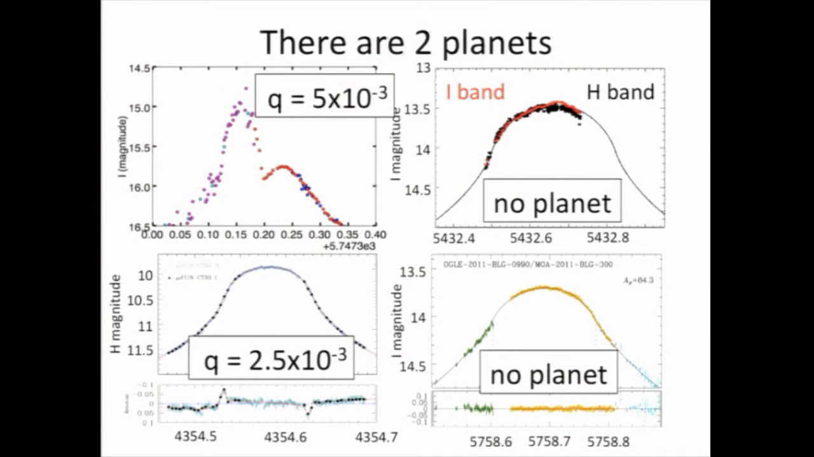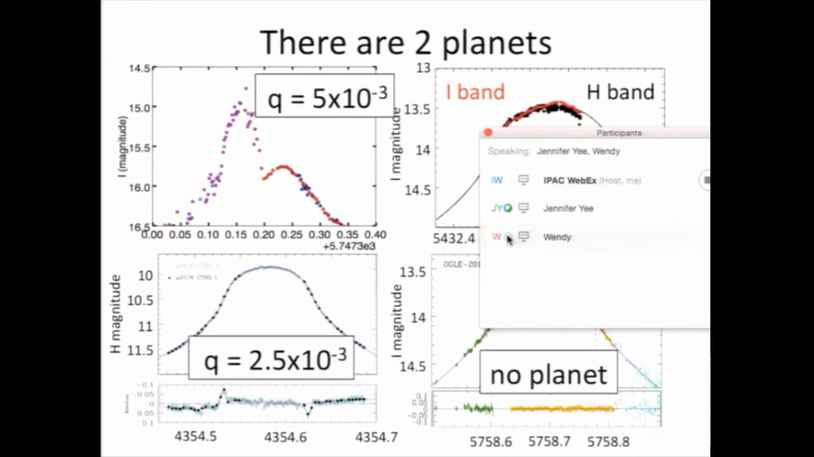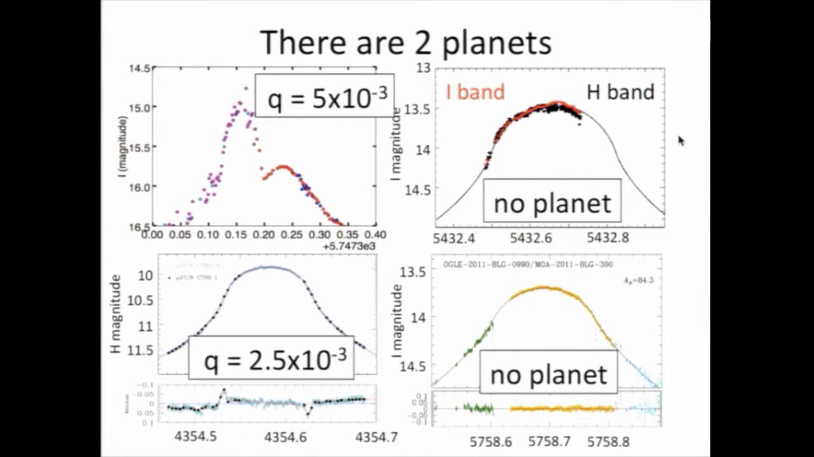And you can see in the I-band data that there are these bumps and wiggles. And we actually originally, when we first observed this object, thought there was a planet there. But what you see is actually in the H-band data that there are no bumps and wiggles. The H-band data themselves are smooth.